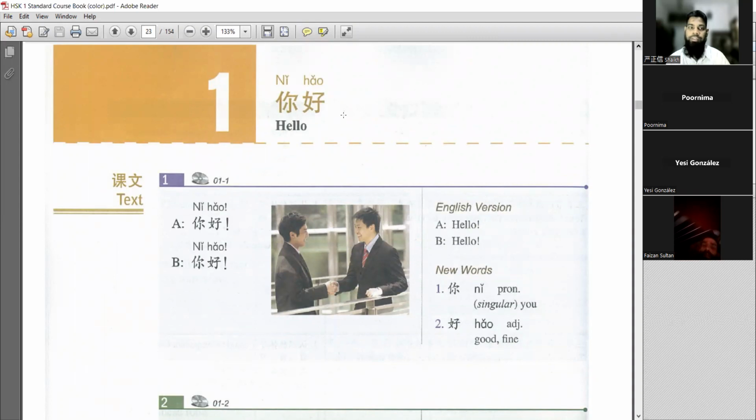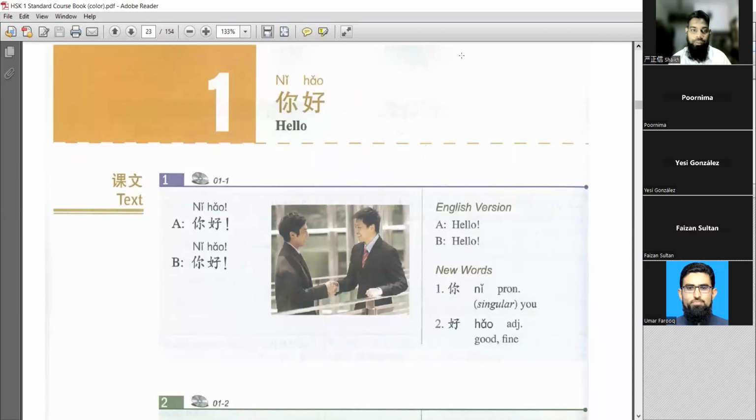In this Ni Hao, you can see this Chinese character. This is the first Chinese character, and this is the second Chinese character. So Ni, in this syllable, you can see there is an initial because N is an initial, and then you can see the final, and the final is I, and also you can see the tone. The tone is the third tone. So this becomes ni.